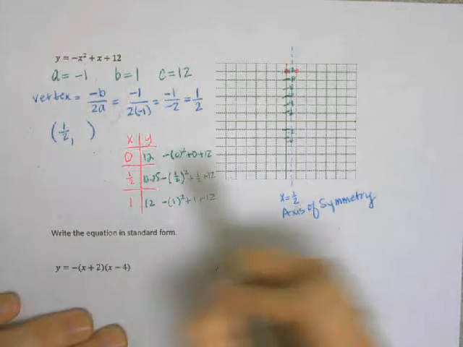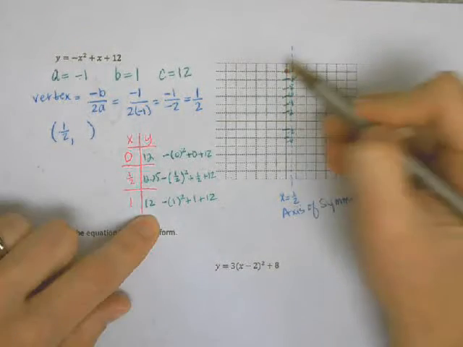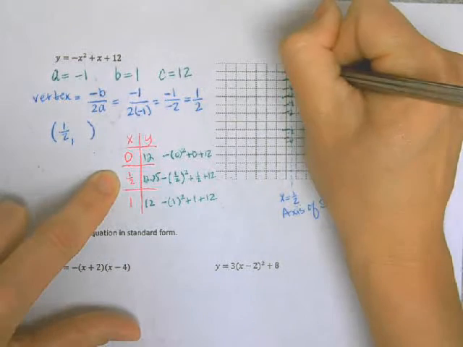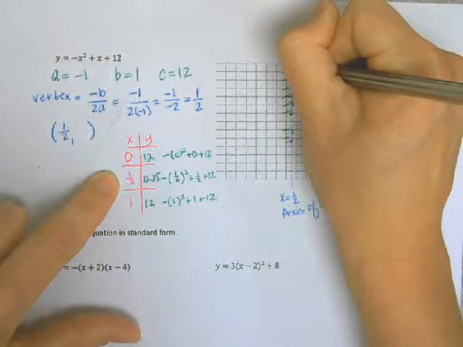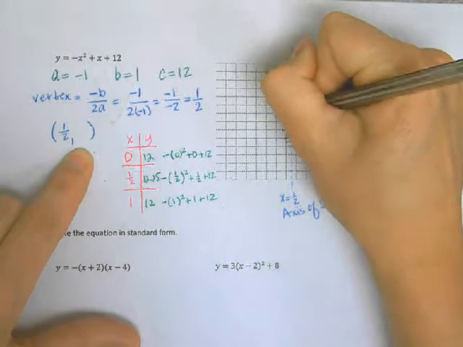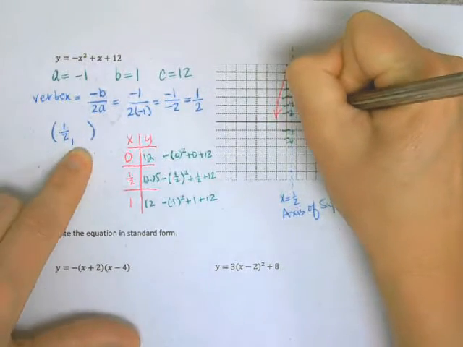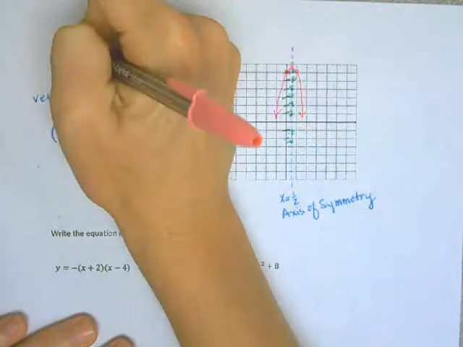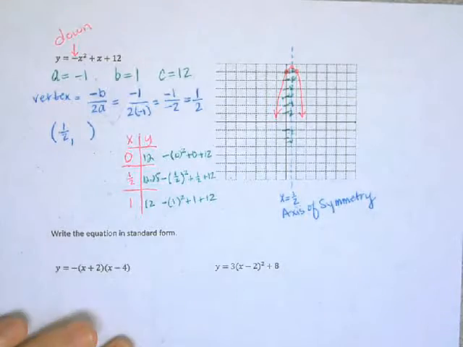So my points are (0, 12), (1, 12), which we already predicted, and then I go to 1/2 and up just a little bit higher, 12.25. I can connect this and I know that my parabola opens down, which I knew from the very beginning. Because A was negative, I knew that this graph was going to open down.